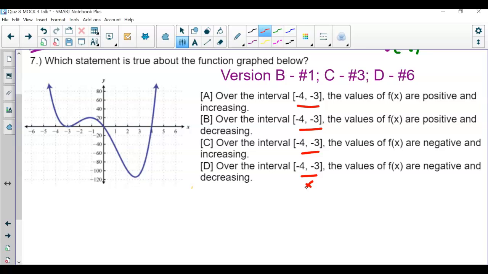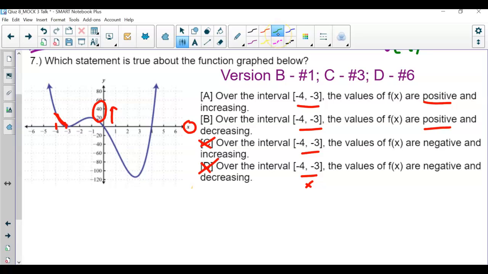Remember, interval is about x values. So on the x-axis, here's -4, here's -3. So we're only focusing on this section of the graph here. So notice how this portion of the graph is above the x-axis, right? And all of the y values are positive. So that means all of the values are positive, not negative. So I'm going to mark off C and B. So now I'm down to A or B because those values are positive.